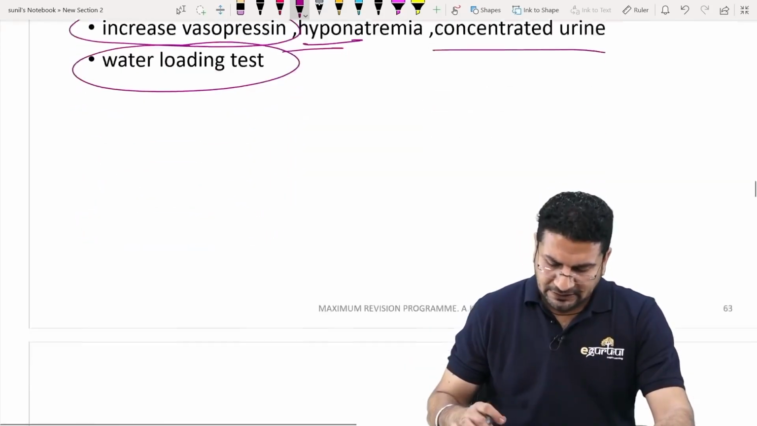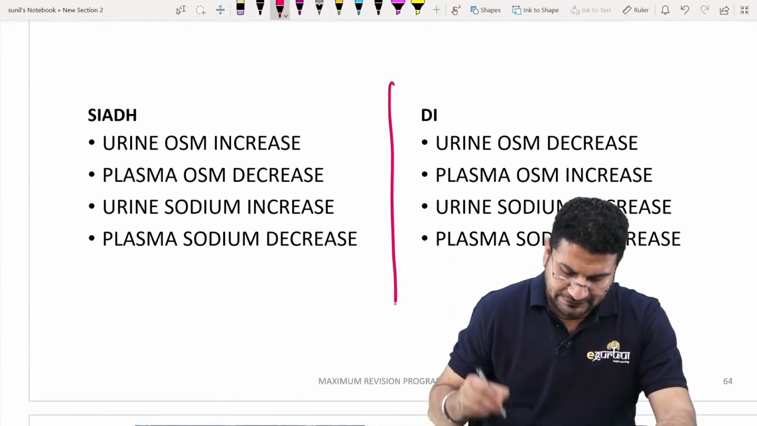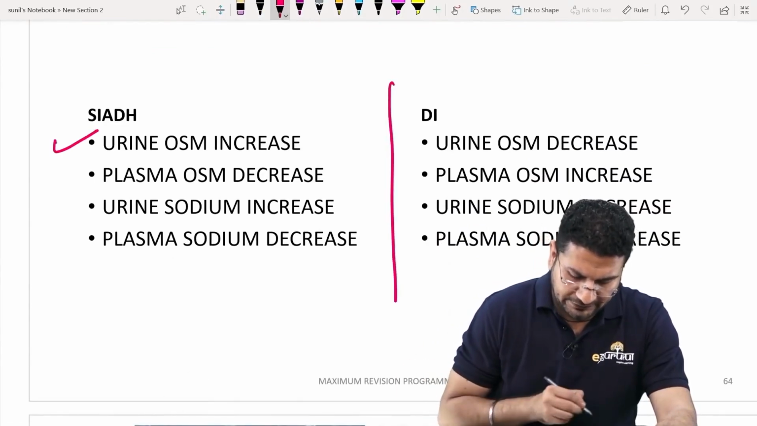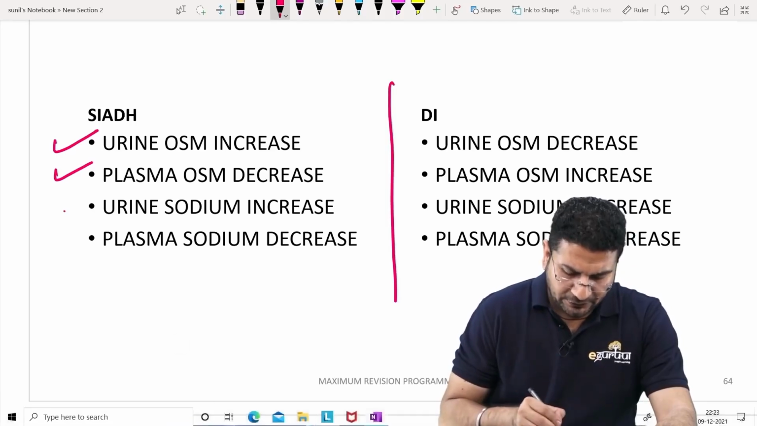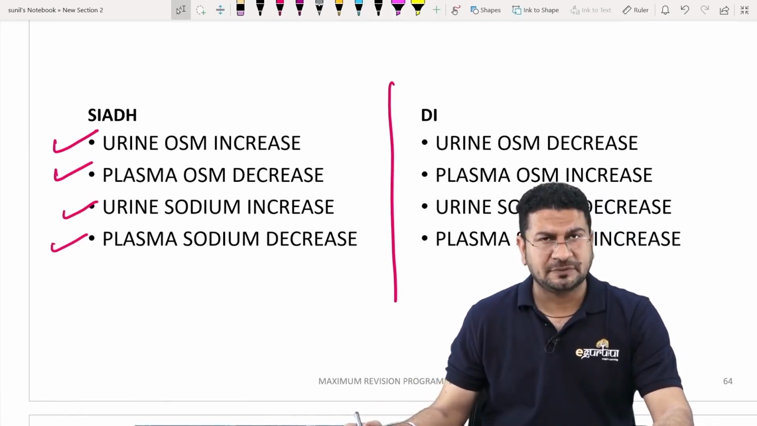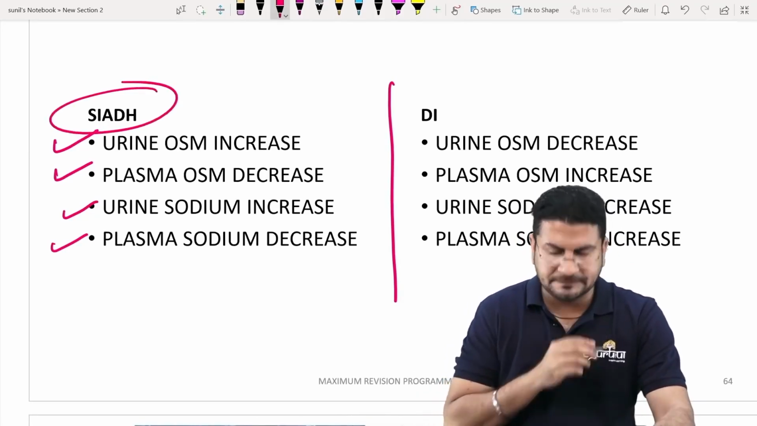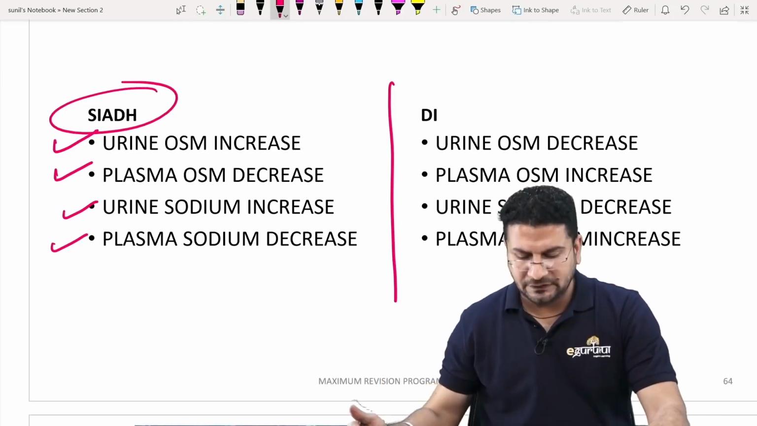So generally the question they ask is how to differentiate this. Understand this in a simple way. In SIADH, urine osmolality increases, plasma osmolality decreases, urine sodium increases, and plasma sodium decreases. So what we see is hyponatremia. So I want you to remember only SIADH, and reverse everything in case of diabetes insipidus.